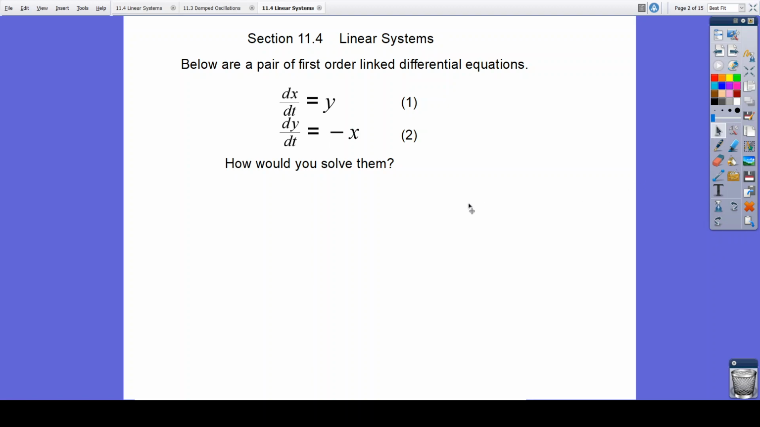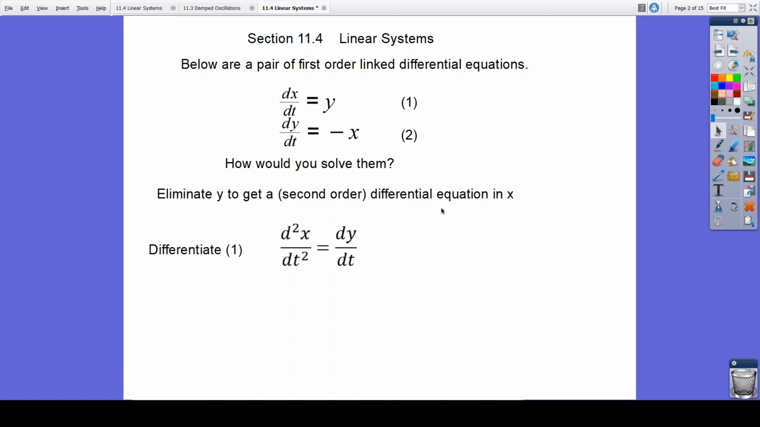Overall, the method is reasonably straightforward. What we do is we eliminate y to get a differential equation in x, but because y occurs on its own and differentiated, the equation we get will be a second differential in x.